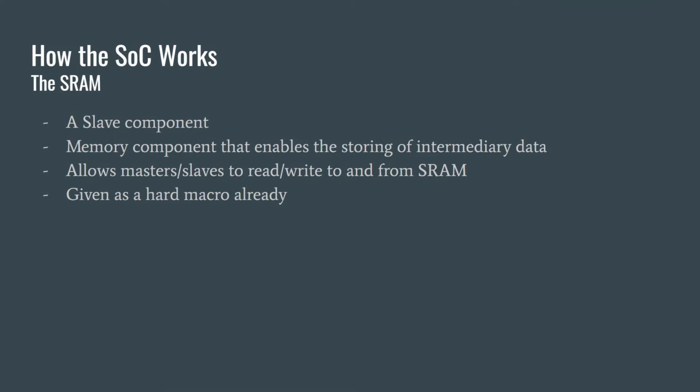Another component that we have is the SRAM. The SRAM is a slave component. It's basically a memory component that enables us to store any intermediary data. It'll allow the masters and slaves to read and write to and from SRAM. In addition, it can also allow direct memory access from an SRAM to our core, for example. This is already given to us as a hard macro.